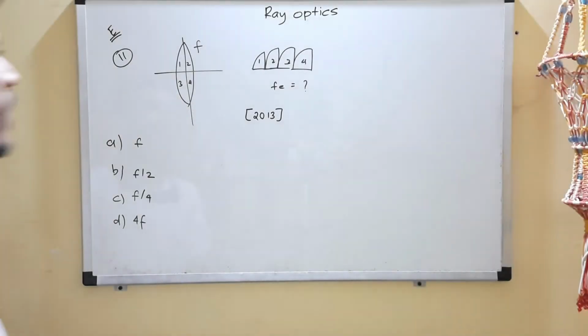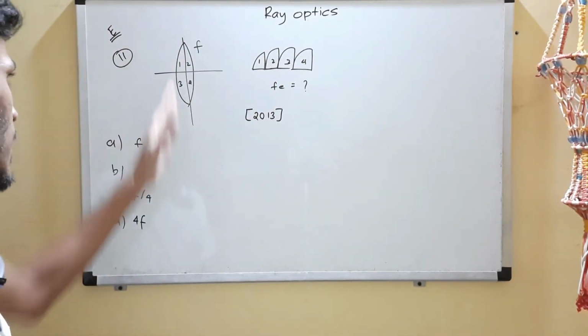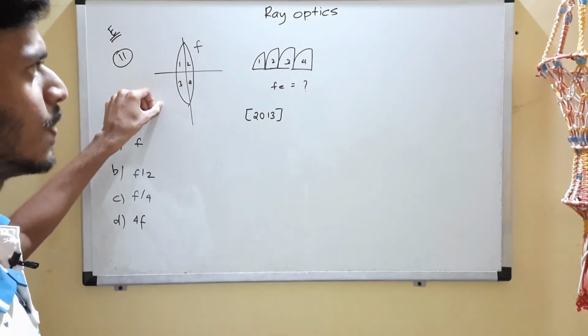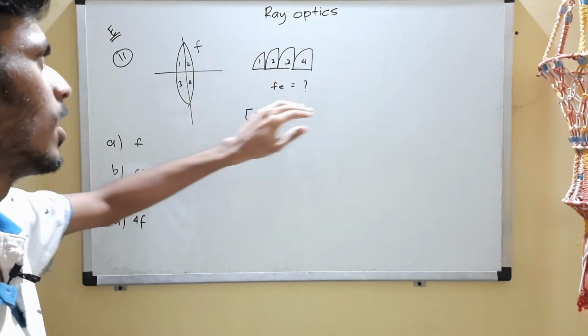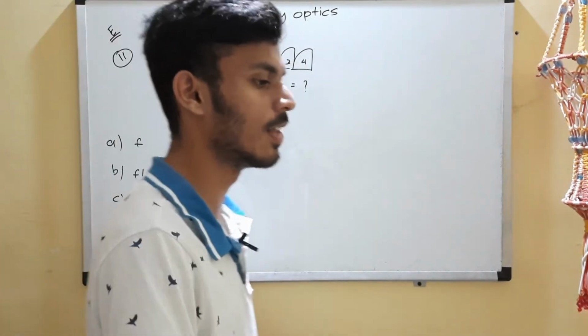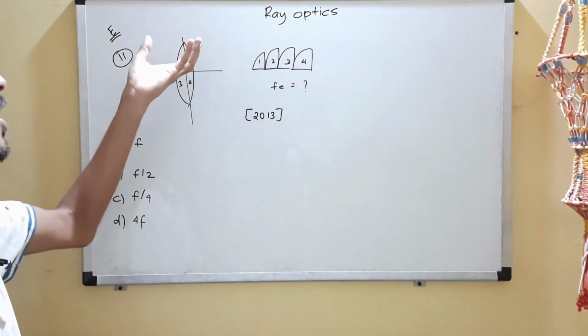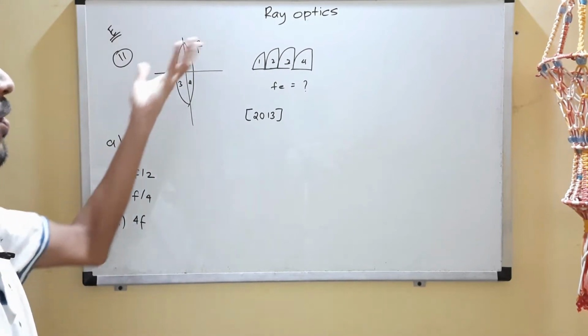So question number 11 over here. In this question, we are going to cut a lens, like this and like this, to generate this 1, 2, 3, 4 piece. And these pieces we will arrange in contact like this, 1, 2, 3, 4. And you are supposed to tell what will be the equivalent focal length of this combination, given that the focal length of your initial lens was f.